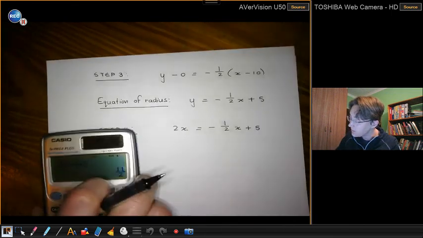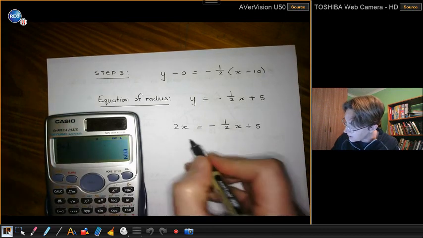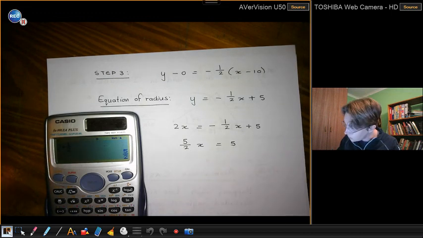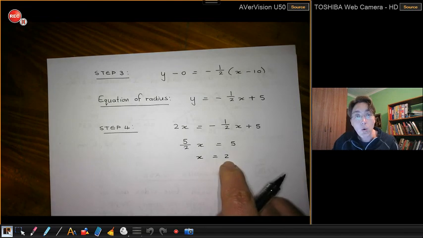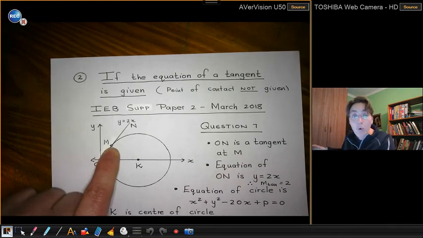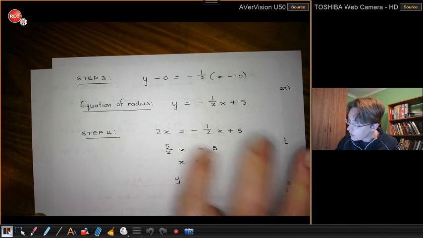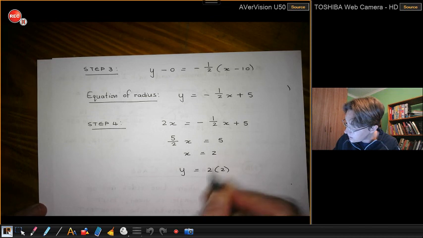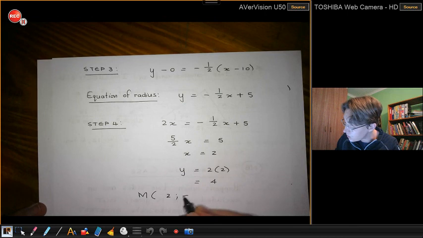So that's going to be 2x plus 1/2 x is then equal to 5, which is 5/2 x equals 5, and then I can divide both sides by that 5/2, and I can get x is equal to 2. So that right there is the x coordinate of point M, my point of contact. And then obviously to get the y coordinate, I can just sub it into either one of these two equations. This one will obviously be the easier one. So therefore point M, which is the point of contact, is the point (2, 4).